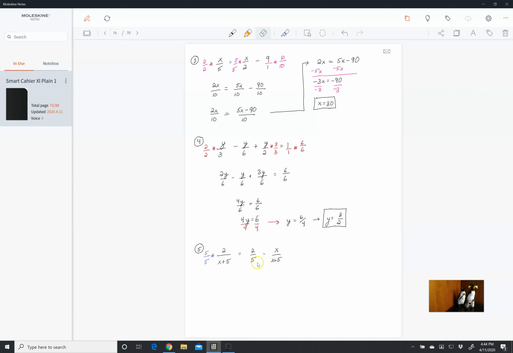Now we're going to look at this one and do the same thing. What do the other denominators have that this one doesn't? Both of these have x plus 5s. That's it. So that's what we're going to multiply by. And if we look over here, this one is also missing a 5. This denominator has a 5. This one doesn't. So we have to multiply by 5 over 5.